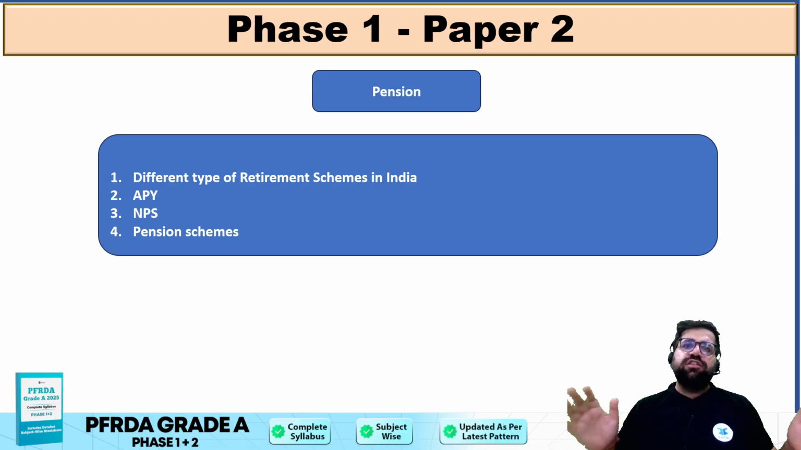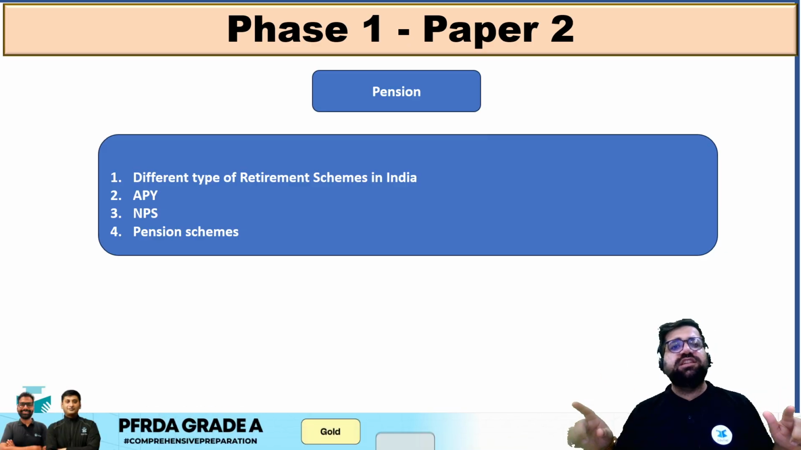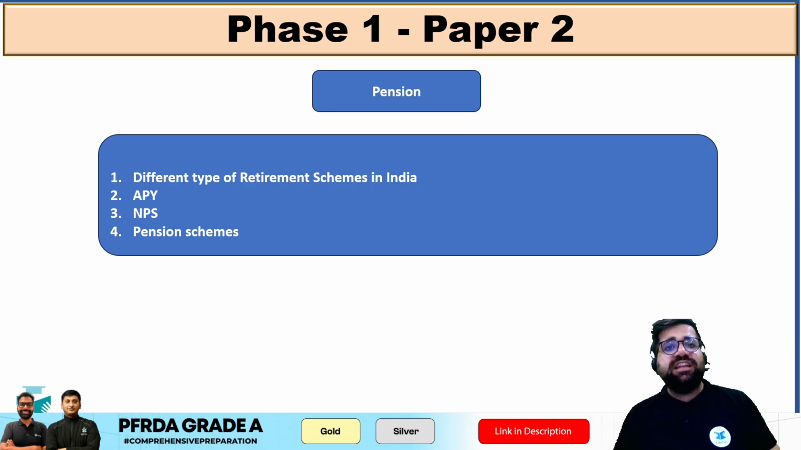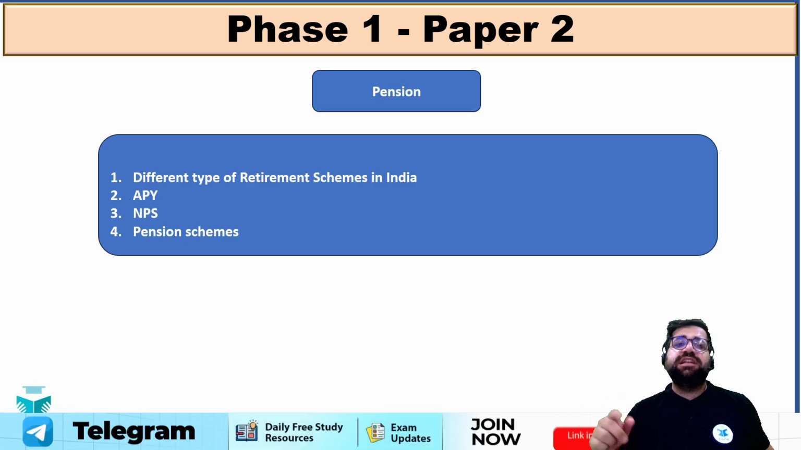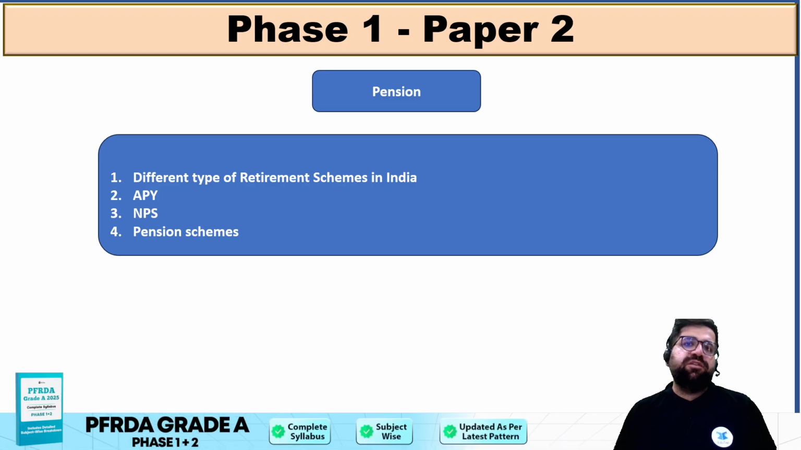Now, pension is also smaller, but in pension, if you see, the most important chapters will be your Atal Pension Yojana and National Pension System. Adding to the list, you also should be doing different types of retirement schemes in India and different pension schemes, which are administered by the government of India. So these are my 4 important topics for pension.